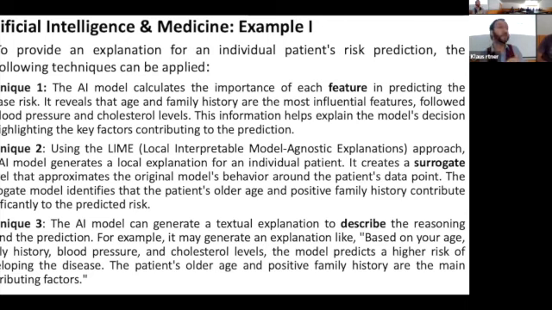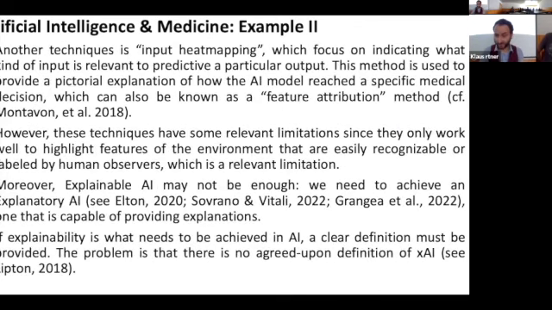We can use different kinds of AI techniques, and then the model can tell us the following conclusion: based on your age, your family history, your blood pressure, your cholesterol levels, the model predicts a higher risk of developing the disease. And this is, of course, a very general diagnosis, but this can help the patient to take preventive measures, for example. And this will be the kind of approach that explainable AI can do.